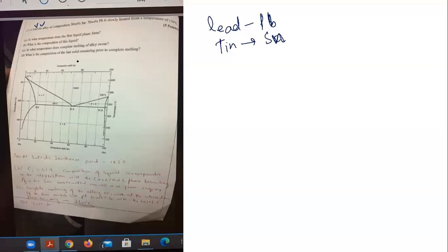A lead tin alloy of composition 30 wt% Sn, 70 wt% Pb is slowly heated from a temperature of 150 Celsius. Okay, so what is the first part? Now we are given 30 weight percent Sn and 70 weight percent Pb. So when you are given this information, right?